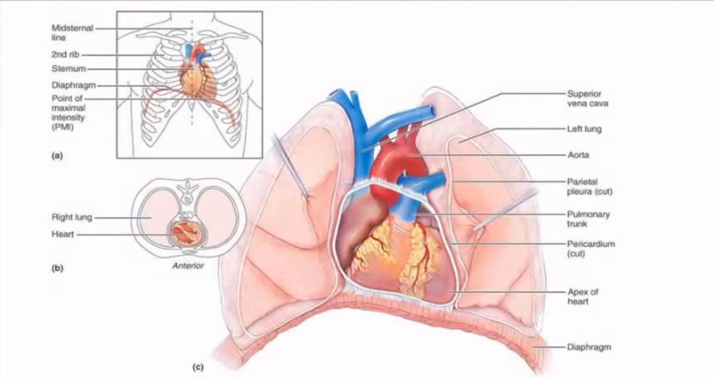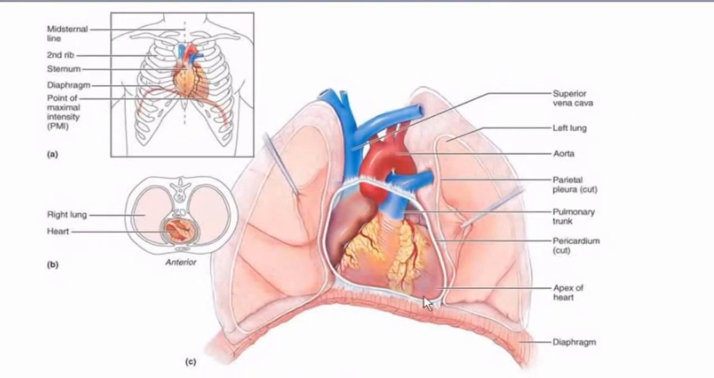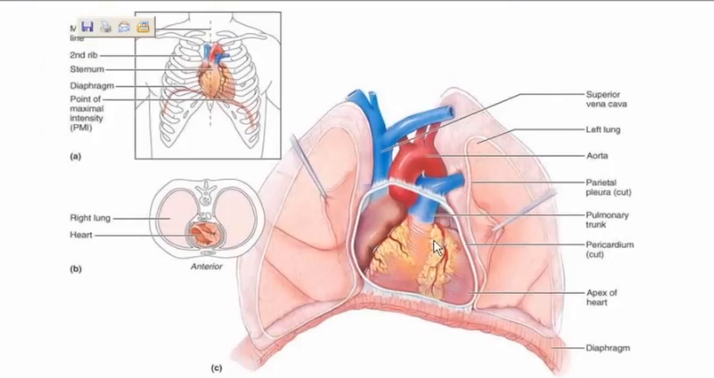This chapter is all about the heart. What is that? The heart. This is all about the heart. Where's your heart?